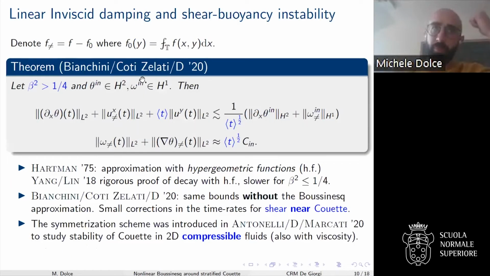This is the main content of our theorem with Roberta Bianchini and Michele Dolce 2 years ago. And here I'm introducing this notation F_NEQ, which is F minus the X average. And the theorem goes as follows. It's telling you that the X derivative of the density and the velocity field experience inviscid damping. Namely, you do have a decay upon always paying regularity, but notice that the decay is lower compared to the homogeneous case. This is essentially caused by the fact that now the vorticity and the gradient of the density are growing like square root of T. And this is what we call shear buoyancy stability.